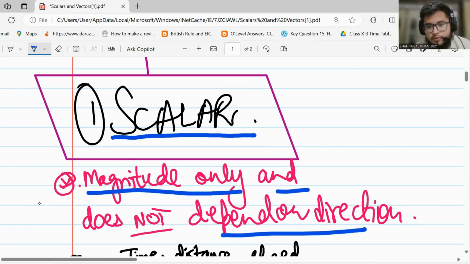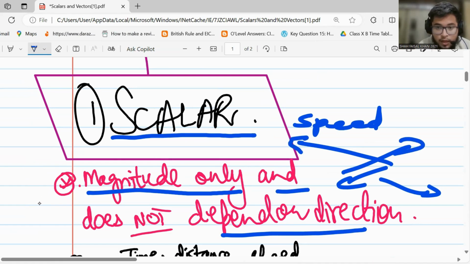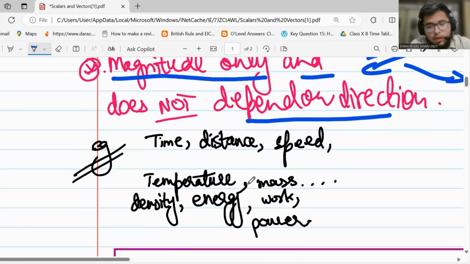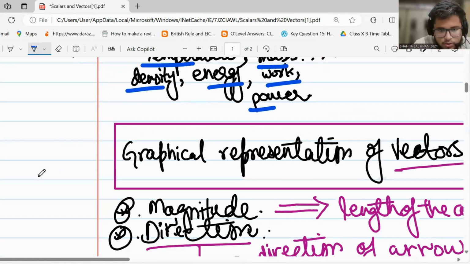For example, speed. Let's say we take speed. Speed can be in this direction, this direction, or anywhere, while if we look at velocity, it is different. Now here are some examples: time, distance, speed, temperature, mass, density, energy, work, power.